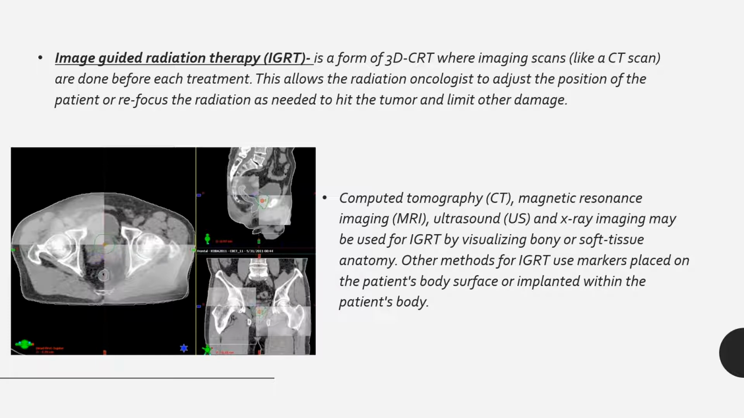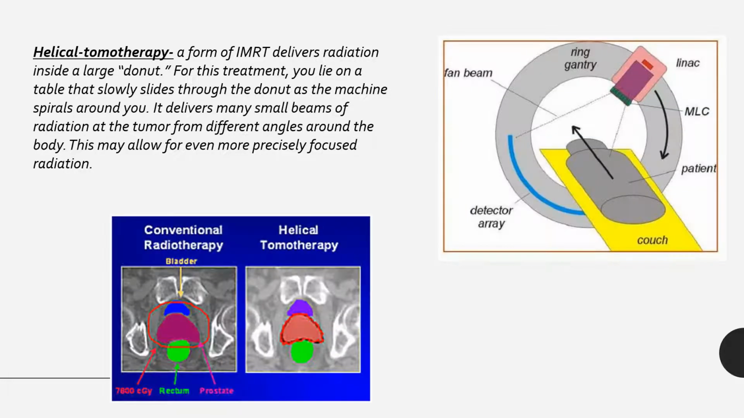Next is image-guided radiation therapy, IGRT. It is a form of 3D CRT where imaging scans like a CT scan are done before each treatment. This allows the radiation oncologist to adjust the position of the patient or refocus the radiation as needed to hit the tumor and limit other damage. Computed tomography, magnetic resonance imaging, ultrasound, and X-ray imaging may be used for IGRT by visualizing bony or soft tissue anatomy. Other methods for IGRT use markers placed on the patient's body surface or implanted within the patient's body.